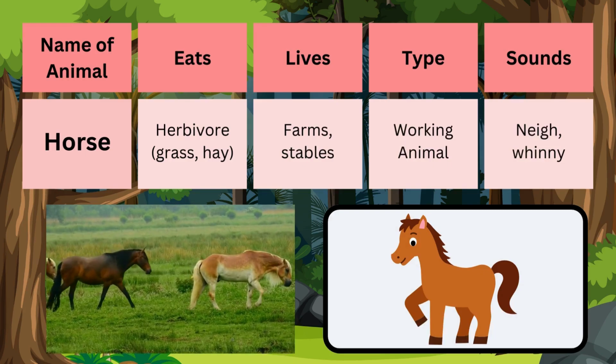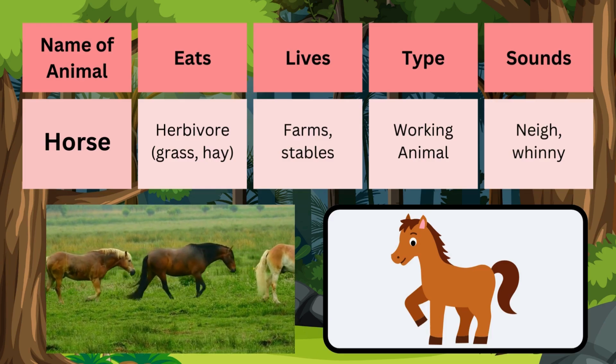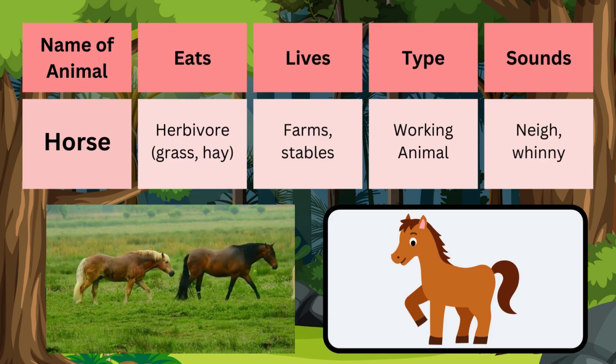Horse. Horse eats herbivore grass, hay. Lives in farms, stables. Horse is a working animal. Sounds.